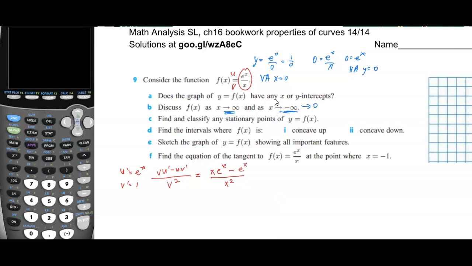Okay, and then it says to find and classify any stationary points. Well, we know that there's going to be a vertical asymptote at x equals 0, right? And the top is going to be used to find the stationary points. So we just look at the numerator. And in order to solve this easily, I think it's better if we factor out the common factor. And then we get this. So e to the x, can that ever be 0? No. So we just ignore it. X minus 1, when is that 0? When x is equal to 1. So there is a stationary point at x equals 1.